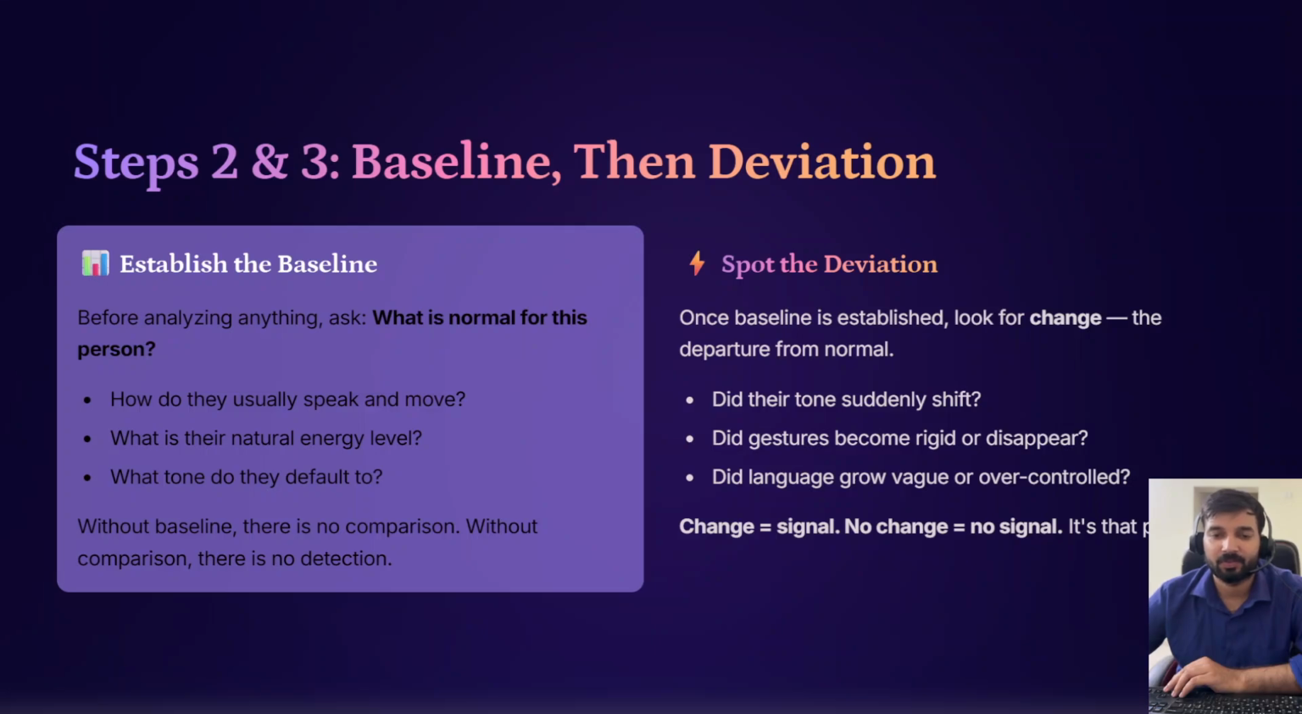Next step is spotting the deviations. Now look for change. Did their tone shift? Did their behavior become rigid or reduced? Did their language become vague or overly controlled? Change equals signal. No change means no signal.